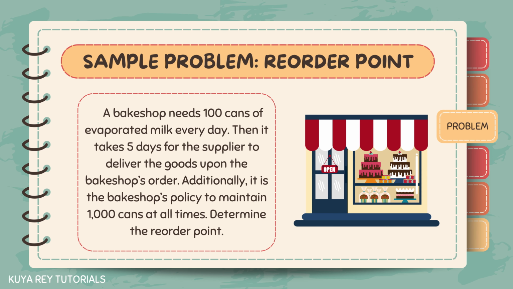Determine the reorder point, given that the bake shop needs 100 cans of evaporated milk every day. Then it takes 5 days for the supplier to deliver the goods upon the bake shop's order. Additionally, it is the bake shop's policy to maintain 1,000 cans at all times. Pause the video and try to answer.